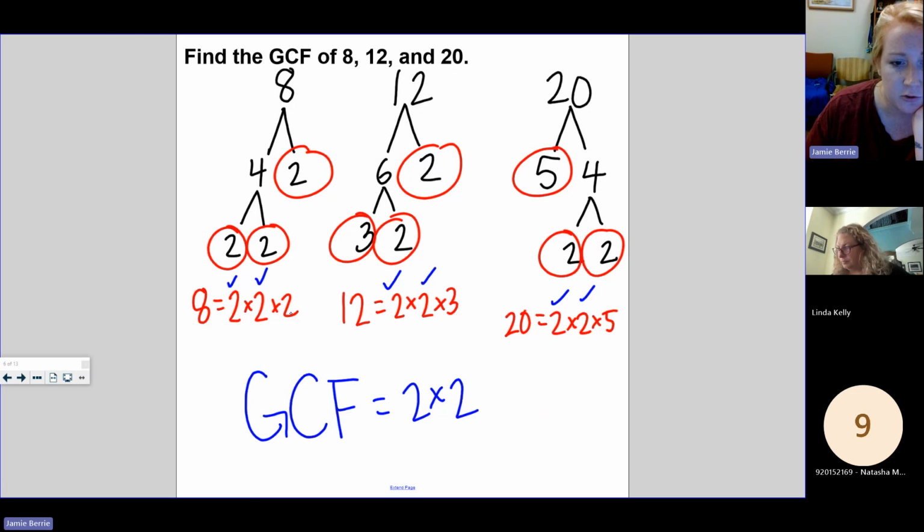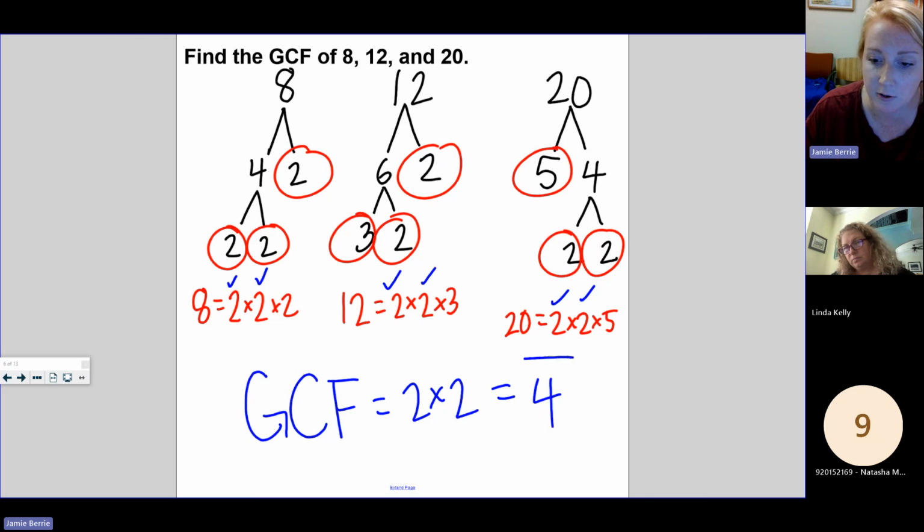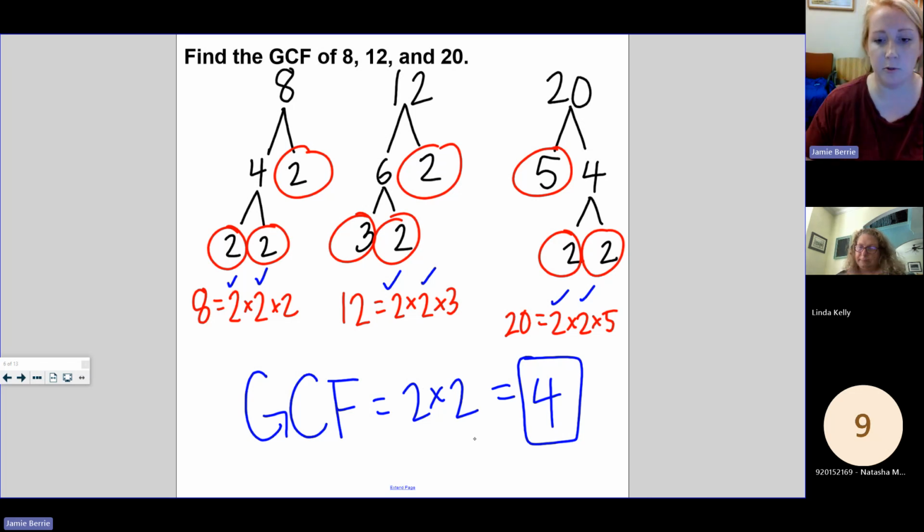This one has another 2, but the other 2 don't have an extra 2, so we can't count that one. This one has a 3. The other 2 factorizations don't have a 3, so that doesn't become part of our GCF. And then this one has a 5, but the other 2 factorizations don't have a 5, so that is not in common, so it's not part of our greatest common factor. All right, so then last thing you do is just multiply the prime numbers together to get your greatest common factor. All right, so greatest common factor here is 4.